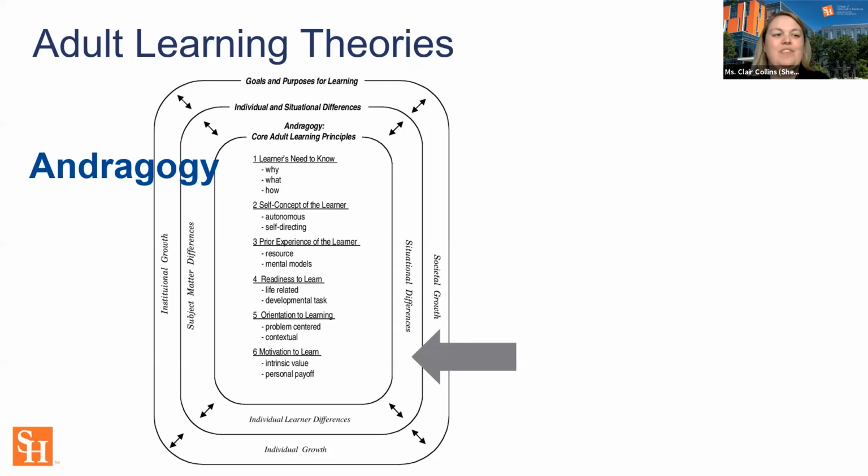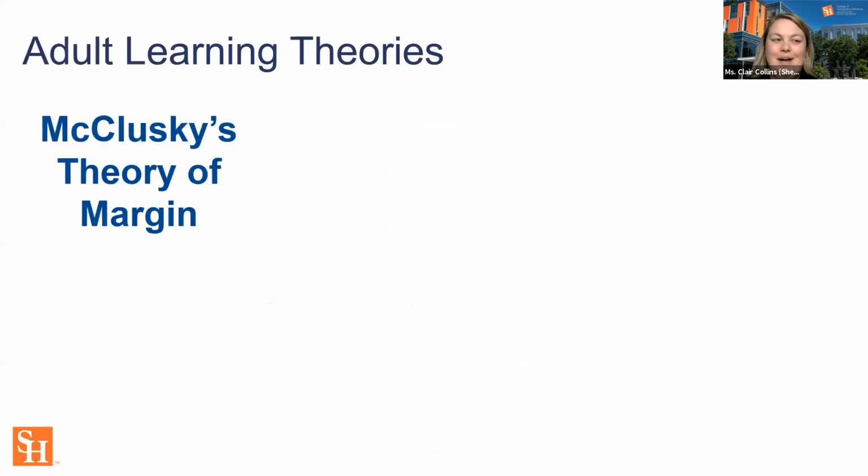They're going to know. The next theory I'm going to talk about is McClusky's theory of margin. This is one of my favorite adult learning theories.